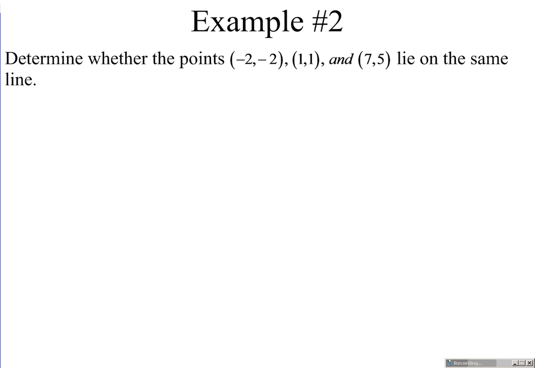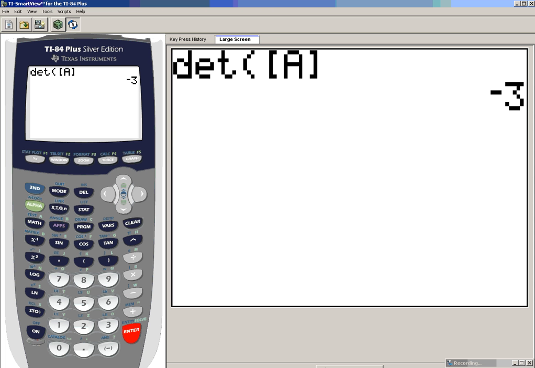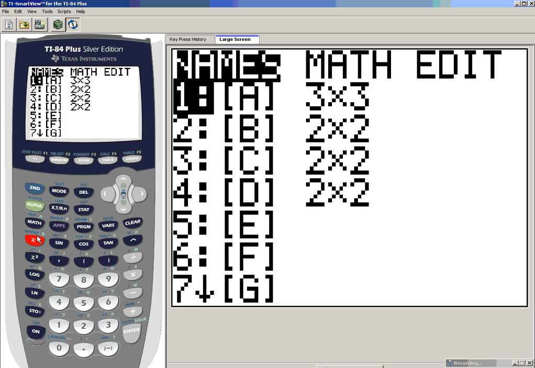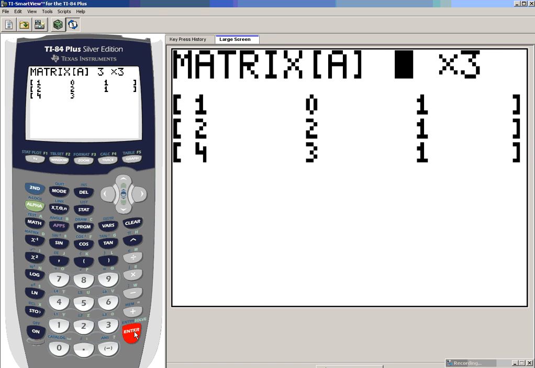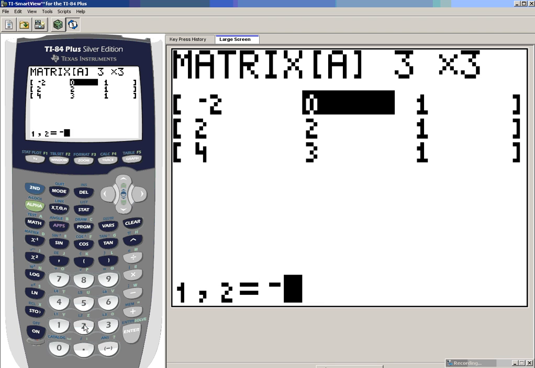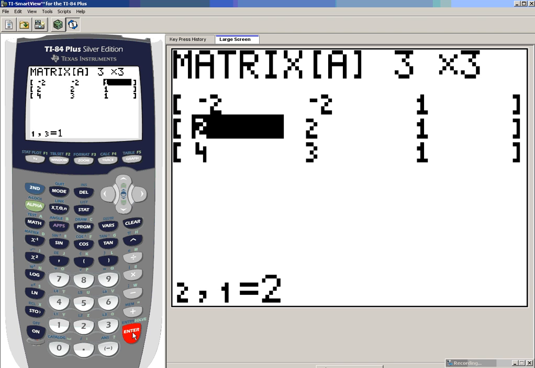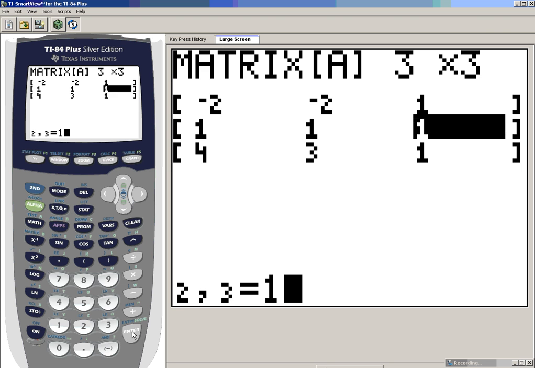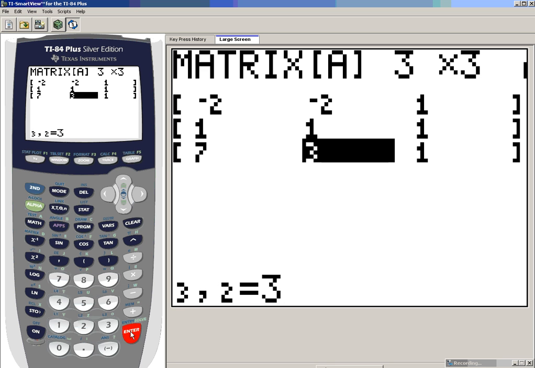So determine whether these 3 points are collinear. We're going to set up the exact same determinant we just did for the area: (-2, -2), (1, 1), (7, 5). Third column, remember, is always ones. Once again, I'm going to go to the calculator, and I'm going to plug in this determinant. So I'm going to go into my matrix menu again, over to edit. We still want a 3 by 3. This time the values are -2, -2, 1, 1, 1, 1, and 7, 5, 1.